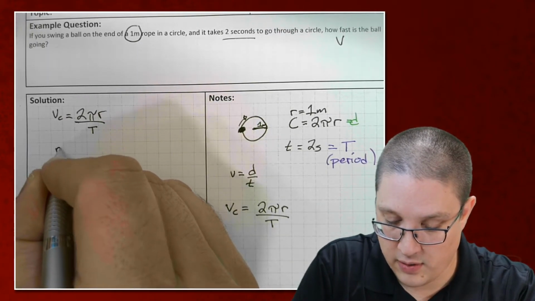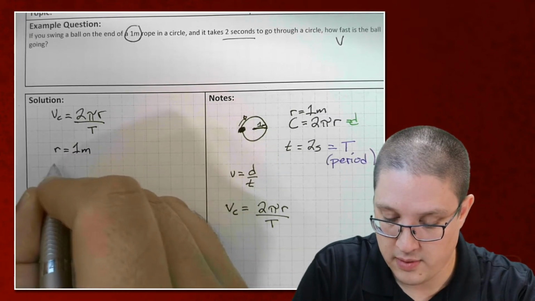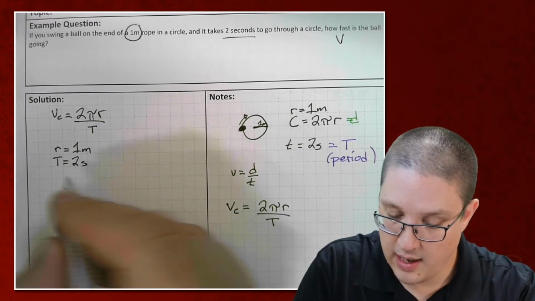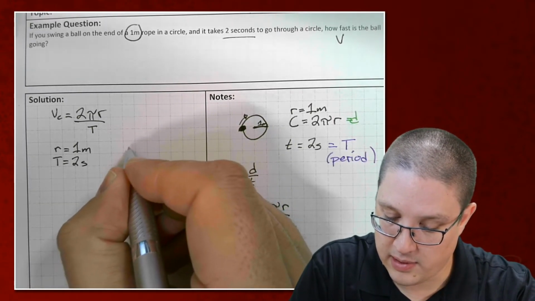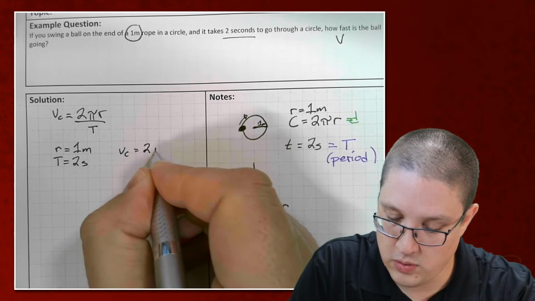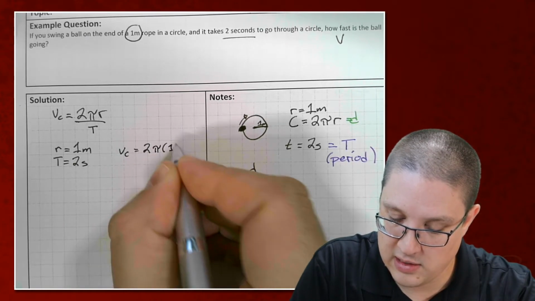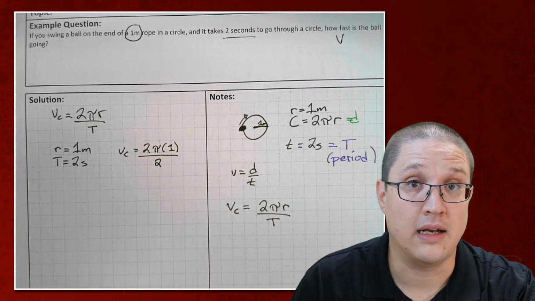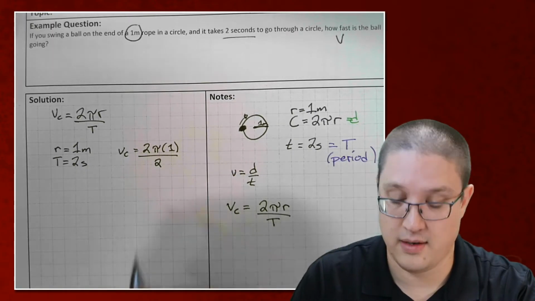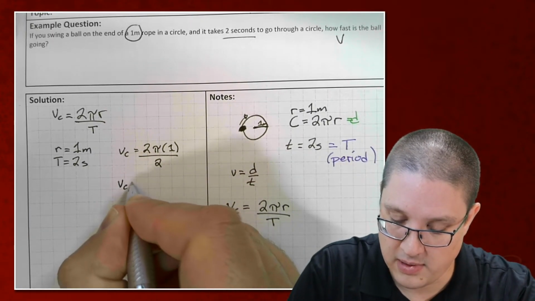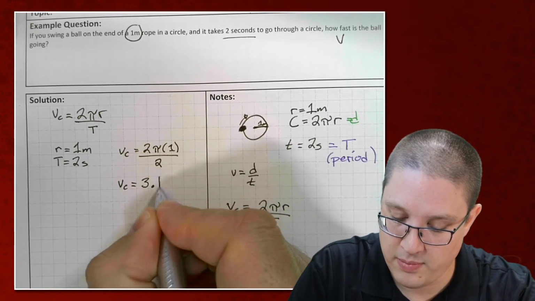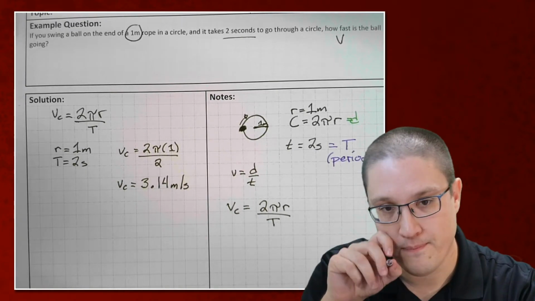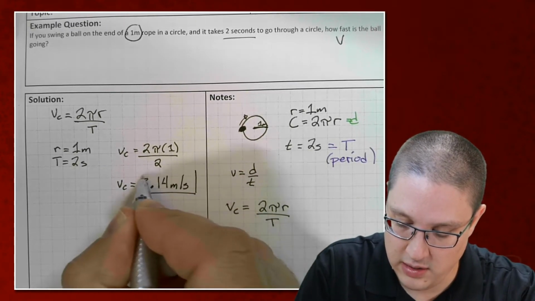And I have a radius of 1 meter. I have a period of 2 seconds. And I can plug this in by going 2 times pi times 1 divided by 2. And entertainingly, I don't even need my calculator for that because my 2's cancel out. And my circular velocity in this case is 3.14 meters per second. There's my circular velocity. It's great.